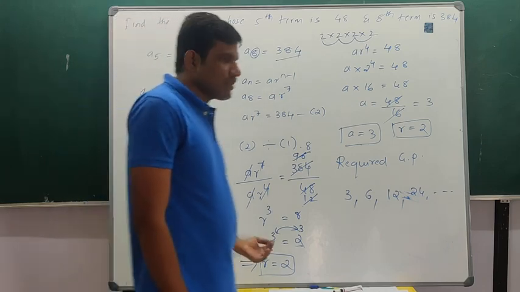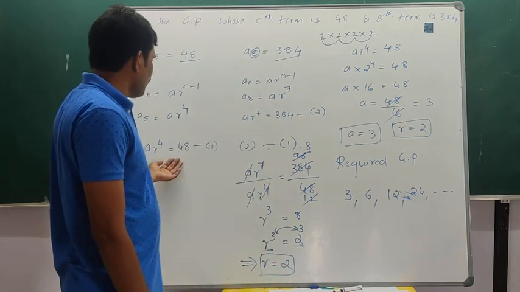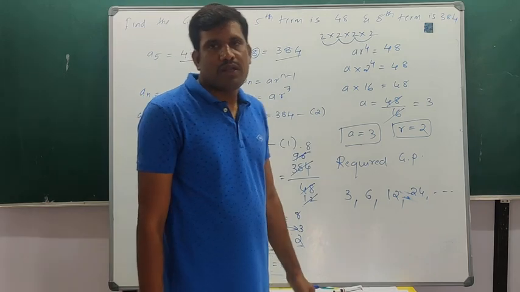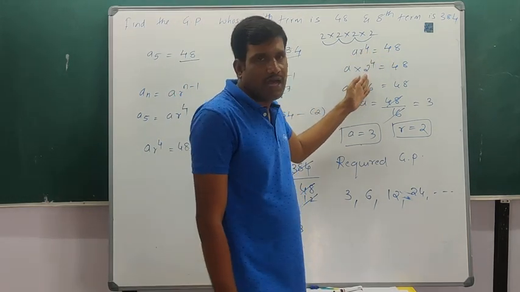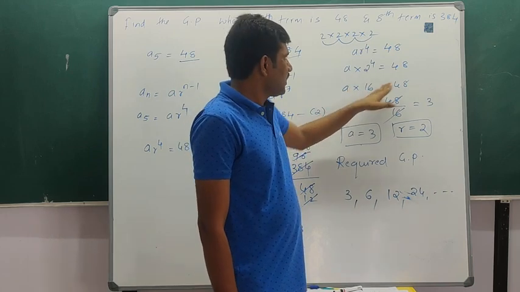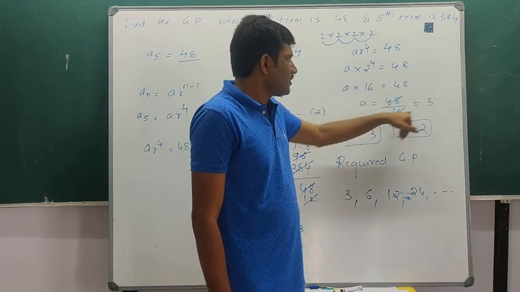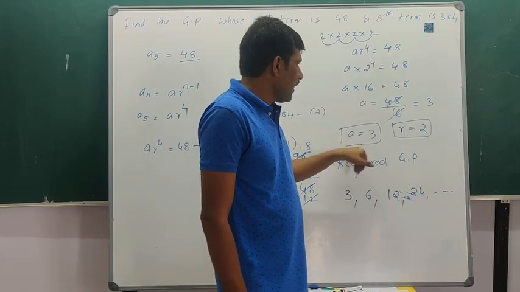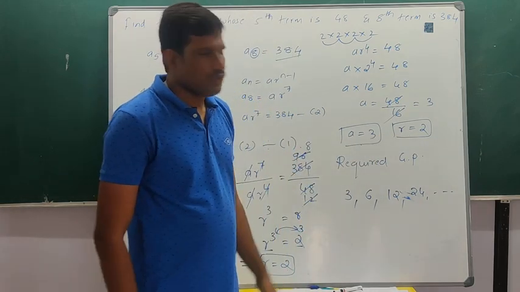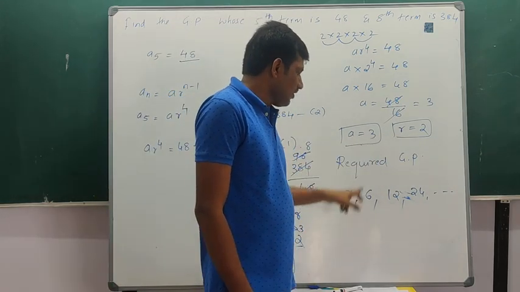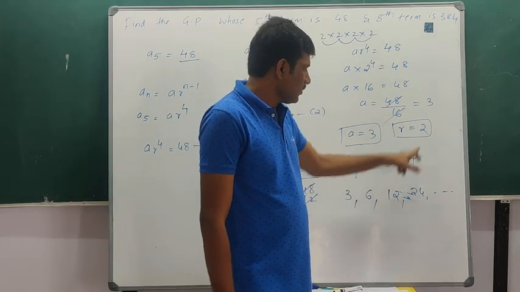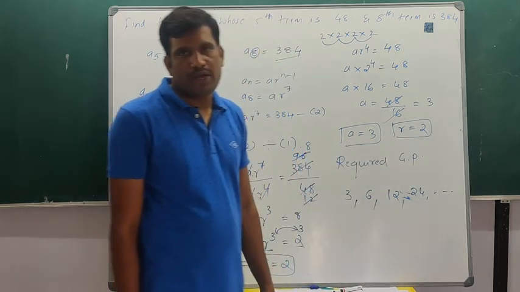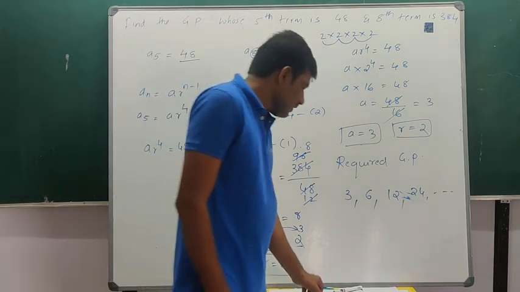So by substituting this R value in equation number 1 or 2, we will get the value of A. So AR power 4 is 48. What is the R value? 2. 2 power 4 is 16. So the A value is 48 divided by 16, which is 3. Therefore the A value is 3 and the R value is 2. So then what is the required GP? First write the first term, that is 3. So 3 into 2 is 6, 6 into 2 is 12, 12 into 2 is 24 and so on. So this is the required GP.